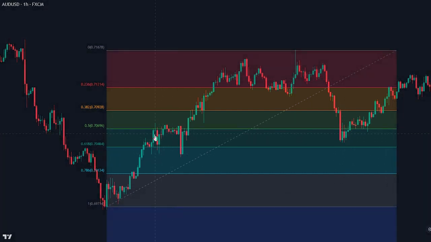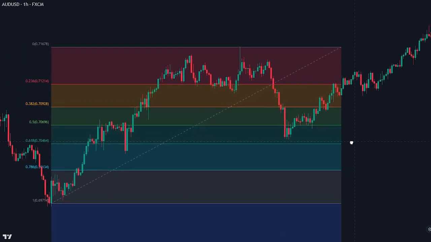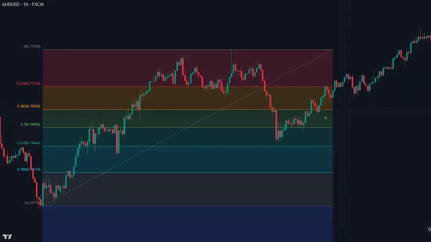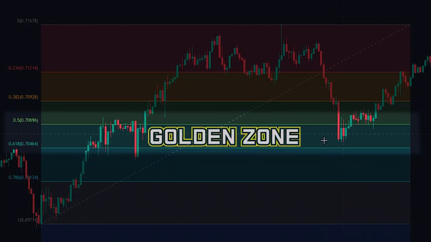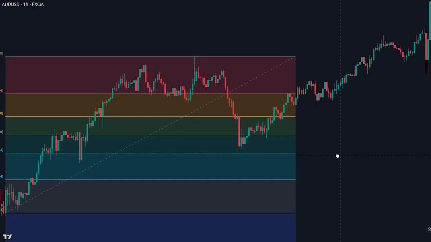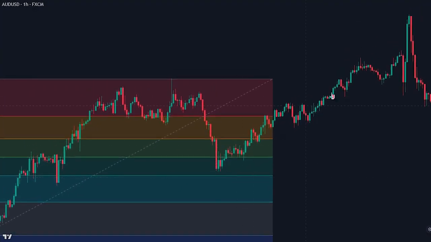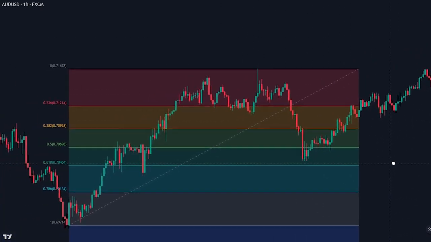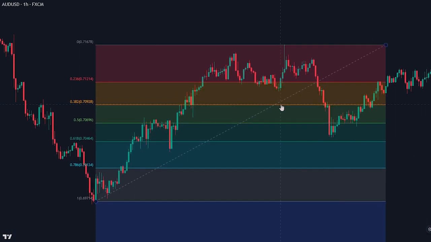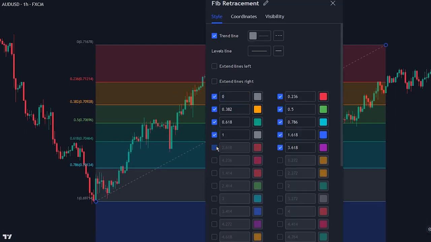It will also usually be the case that the price reverses and continues the previous trend while it's in the golden zone, which is between the 0.5 and 0.618 levels. As you can see here, this was indeed the case. Since we won't be using the Fibonacci levels outside of 0 and 1, let's disable these levels to make the chart less cluttered. To do this, simply double-click on the Fibonacci and uncheck the unwanted levels.